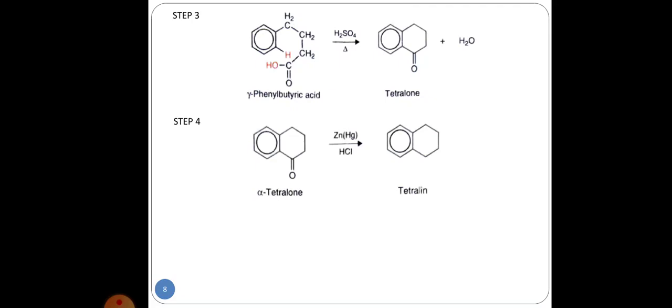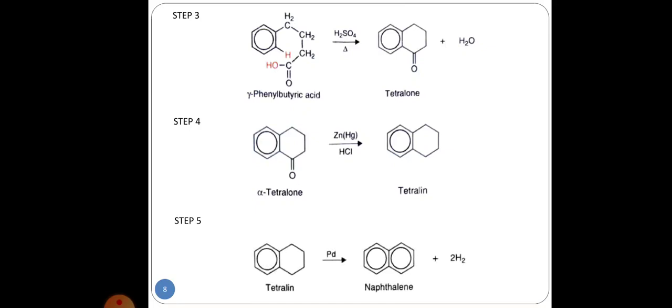In step 4, alpha tetralone is heated with amalgamated zinc and hydrochloric acid to give tetralin. Again, it is a Clemmensen reduction. In the last step, that is the fifth step, tetralin is heated with palladium to yield naphthalene. Here it is an aromatization reaction.